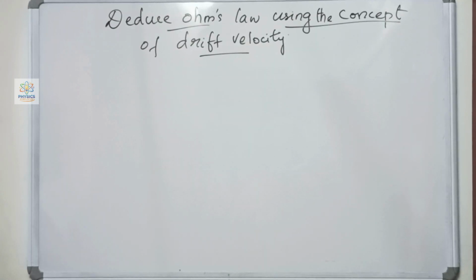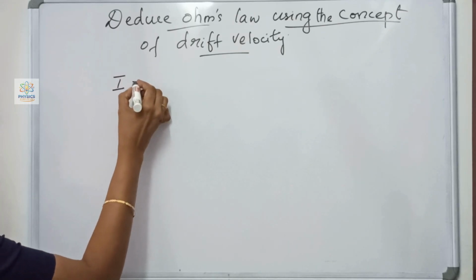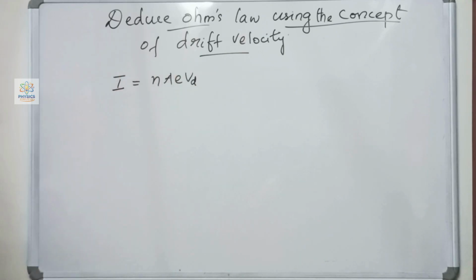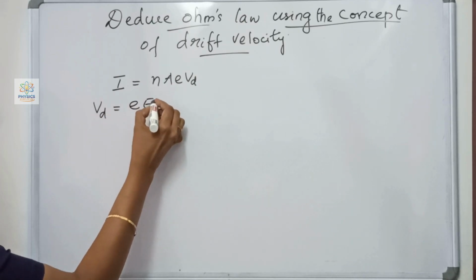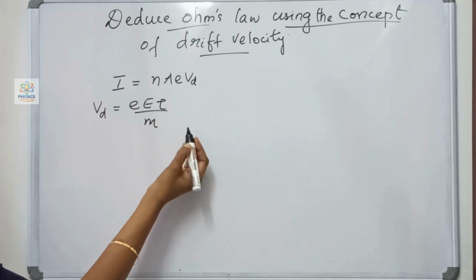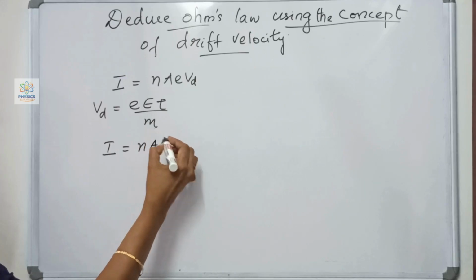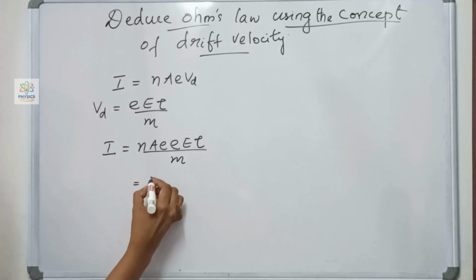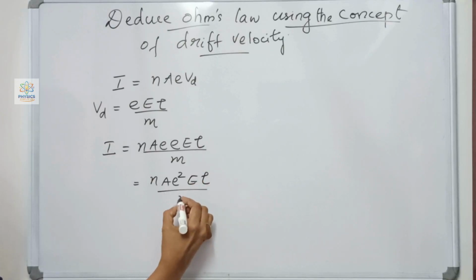Next question is, deduce Ohm's law using the concept of drift velocity. Here you know the equation: current I is equal to NAE into VD. We know the value of drift velocity, E into E tau by M. Substitute here, you will get I is equal to NAE E tau by M. Here we can write the same equation as NAE square E tau by M.